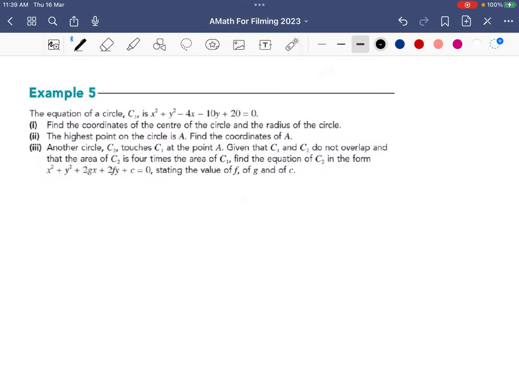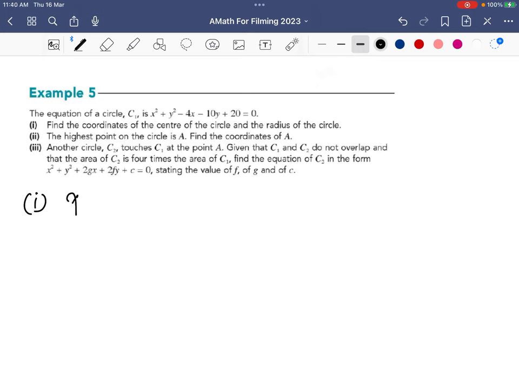Part 2 of equation of circle. I will go through a few examples. So we start immediately, we delve into example 5. For example 5, the equation of circle is given by that whole equation over there. Find the coordinates of the center and the radius of the circle.